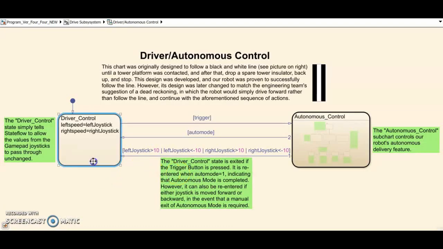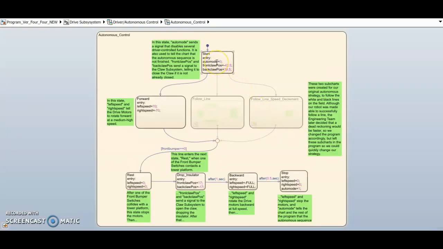This chart contains 2 states. The first allows the values from the joysticks to pass through unchanged. The second state is entered when the trigger button is pressed and tells the rest of the program that autonomous mode is active, disabling all control by the driver. This state first drives the robot to the foot of a tower.